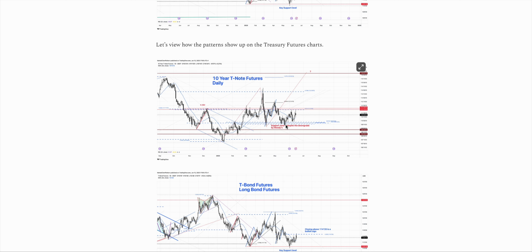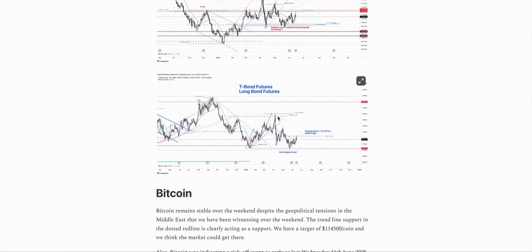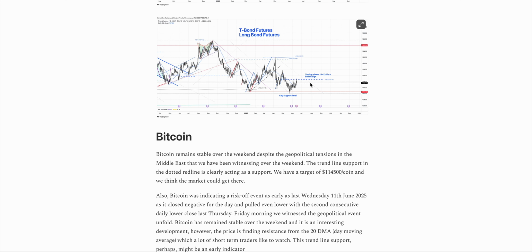So we found a bottom, you can see it is a double bottom. Now we're forming a potential double top. Essentially it's a trading range. Eventually it's going to break out, and we think the breakout might actually be to the upside, and this is what we have in the long bond futures. 38.2% retracement acting as a resistance. Getting above this will actually be a bullish sign.